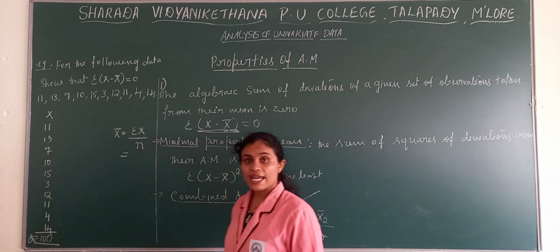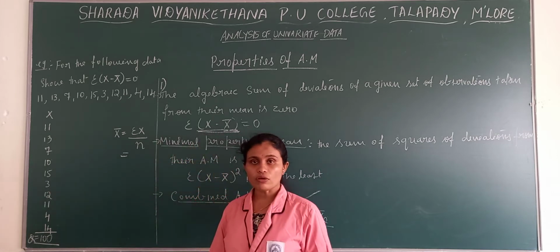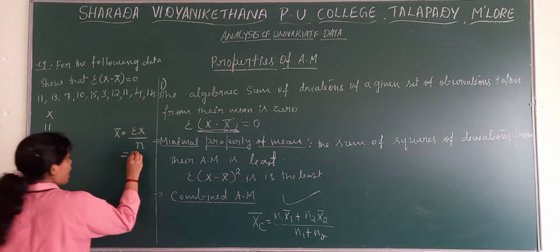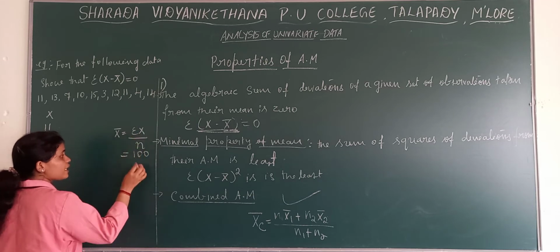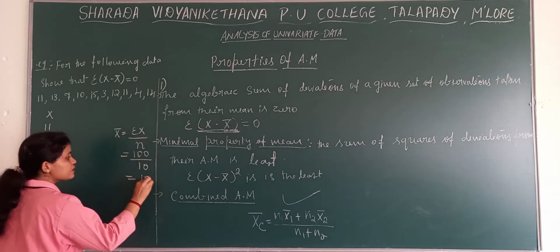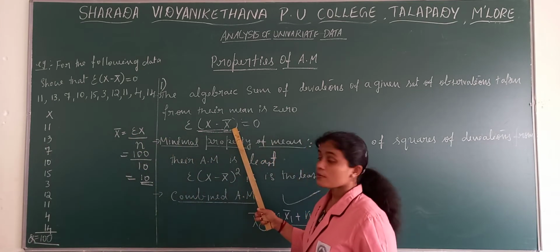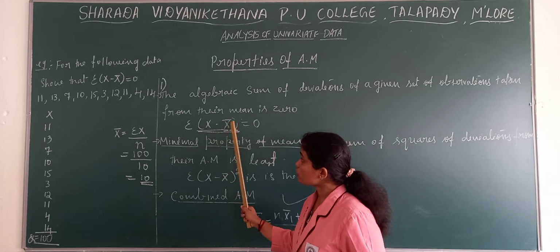Here we get sigma x as 100 and we know that we have 10 observations. So the mean is 100 by 10, which is 10. Now we got the mean. Now we need to find out the deviations.